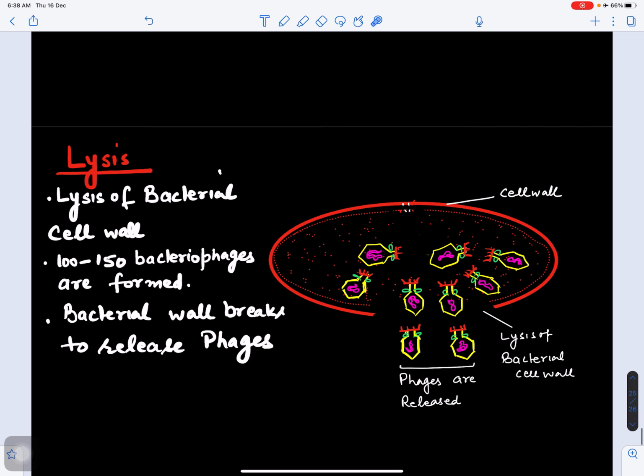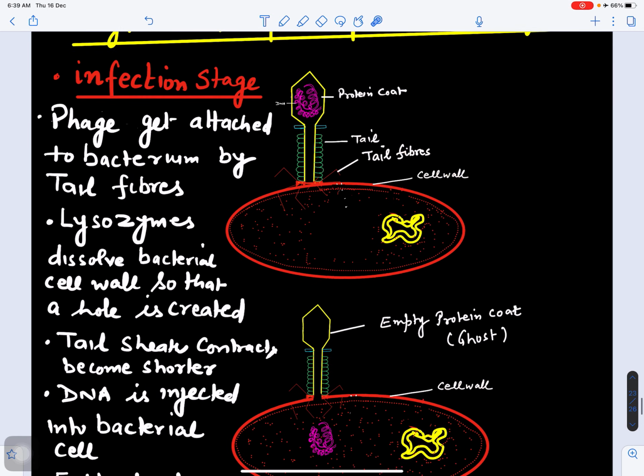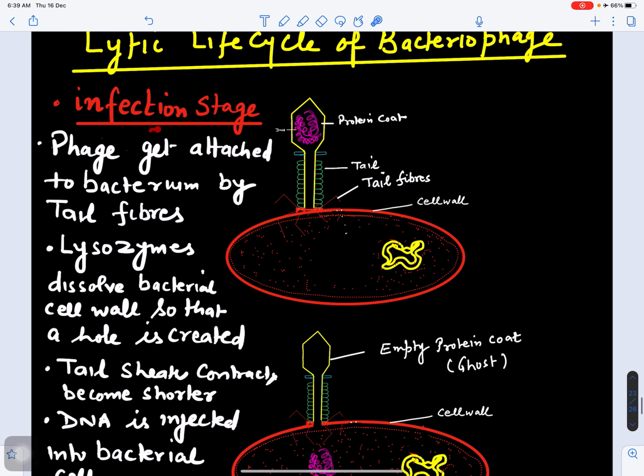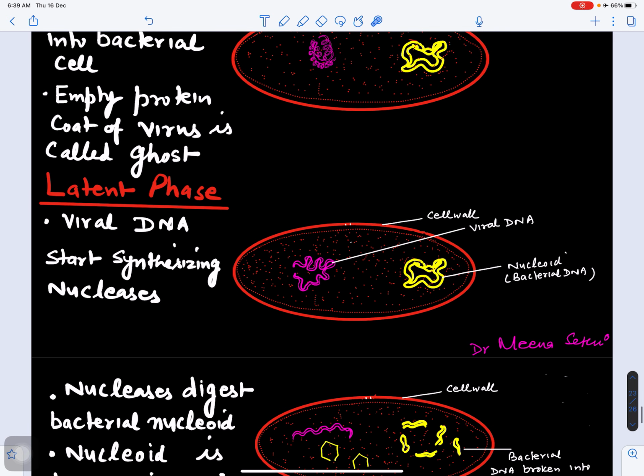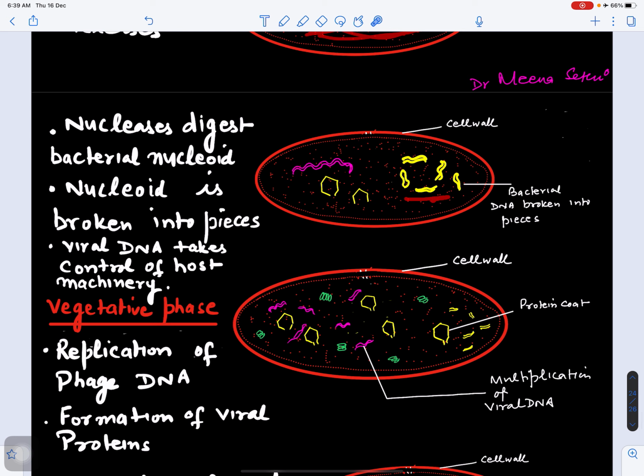So we can again repeat the different phases in the lytic life cycle. First is the infection stage, where the virus will parasitize the bacteria, get attached, and produce the enzyme lysozyme. Lysozyme will dissolve the bacterial cell wall, and then the viral DNA will be injected into the bacteria. Now this viral DNA will take control of the whole bacterial cell. It will degrade the DNA of the bacteria with the help of nucleases. Now bacterial DNA pieces will be created, and the bacteria will act like a slave.